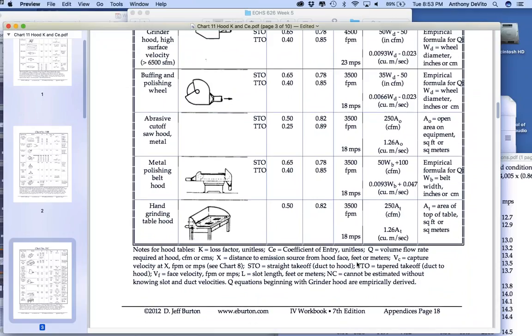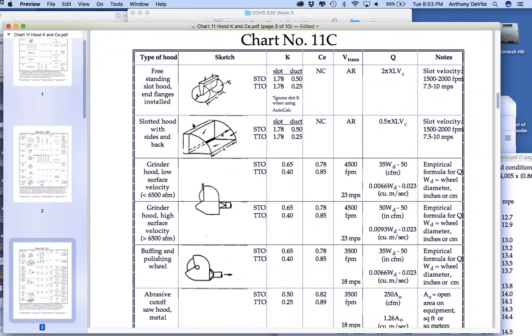Tapered takeoff duct or straight takeoff duct. In other words, the duct on the back of this, does it take the back and go off the slot and it's tapered, or just go right into a duct in the back, like a square duct or a round duct, right?